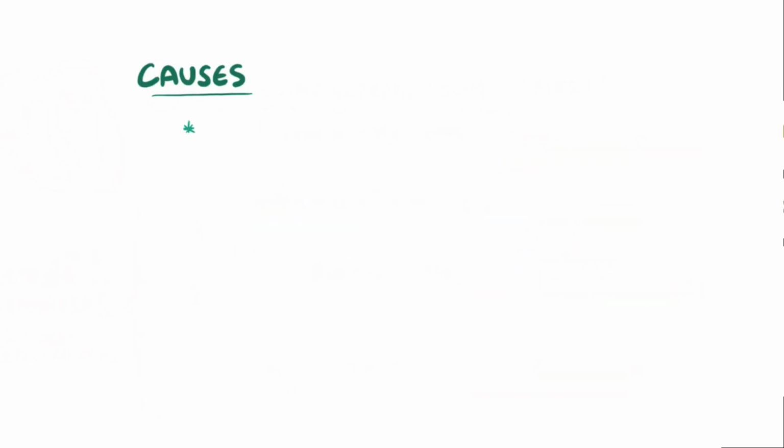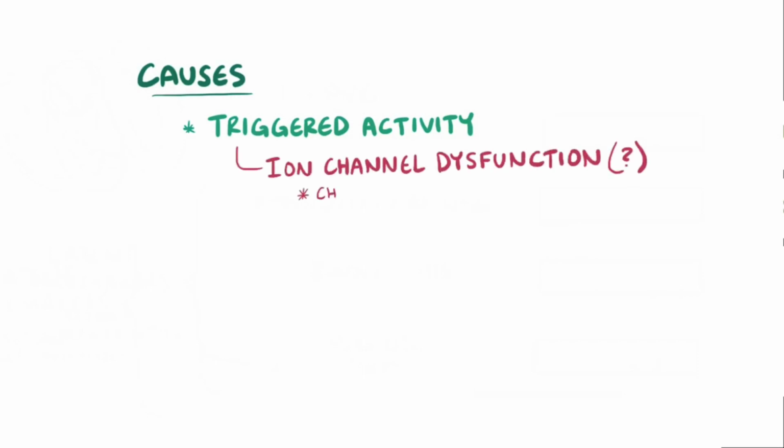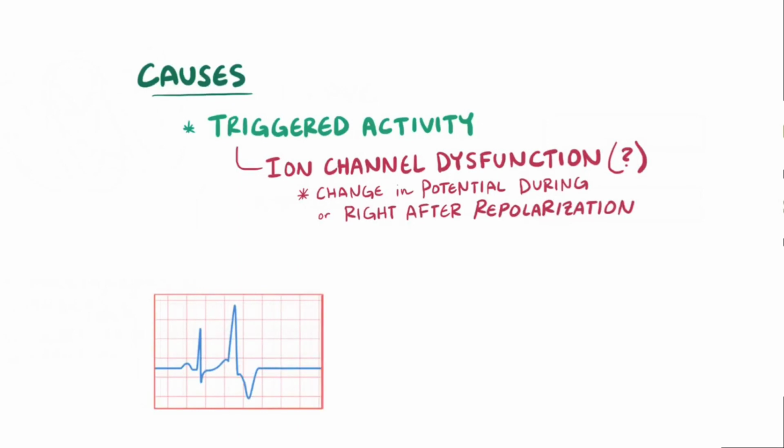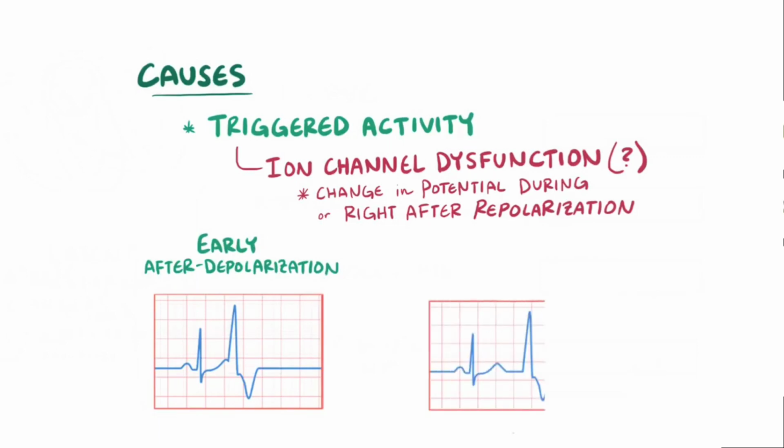Ectopic beats can also have triggered activity, which is where cells depolarize early. The exact mechanism here, though, is unclear, but it might be due to an ion channel dysfunction that leads to an unexpected change in the membrane potential during or right after repolarization. When a cell depolarization happens during ventricular repolarization, it's called an early after depolarization. And if it happens after repolarization is finished, it's called a delayed after depolarization.